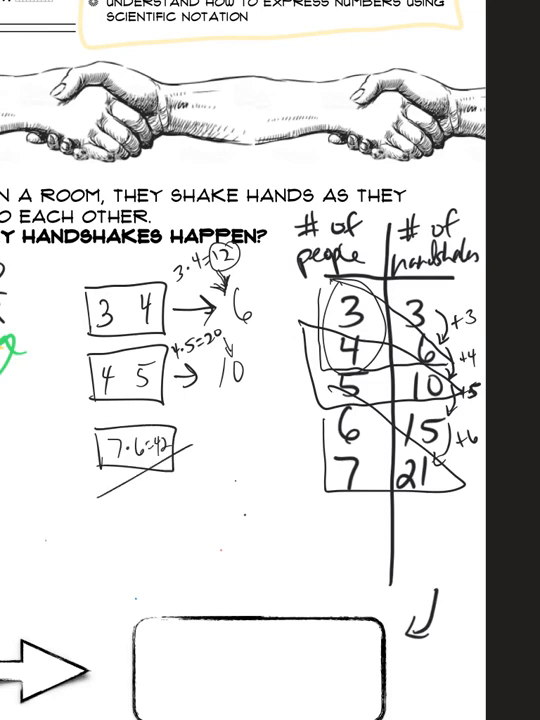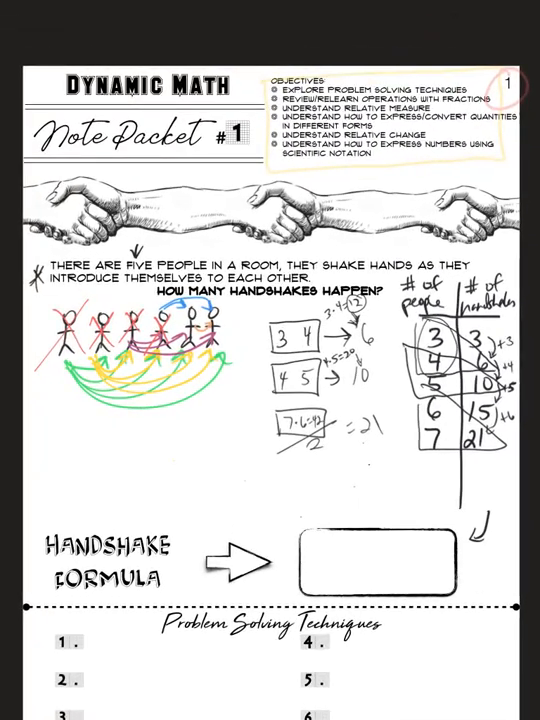And if I cut that in half, 21. And that's our handshake formula. We just got to figure out a way to write it. Anytime you ever write a formula, you always should name your variables. For instance, H stands for handshakes. And I'm going to have N stand for number of people.